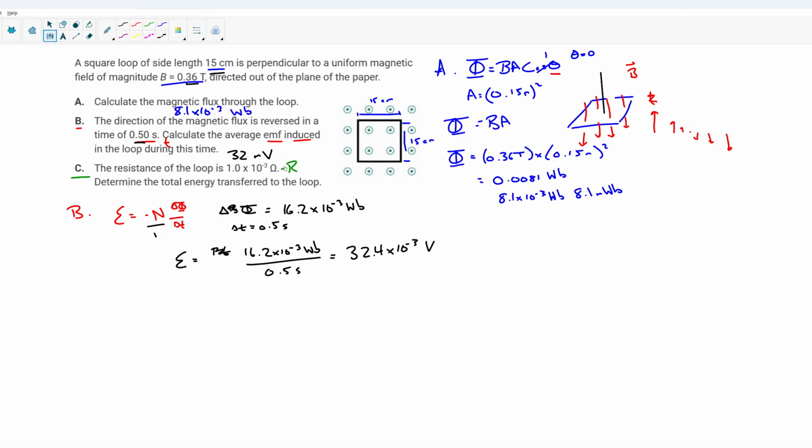Oh boy, I thought circuits were over. This is great news. I get to do more stuff with resistance and ohms because we're talking about volts. There's going to be current flowing. We're going to use all that stuff. So my new piece of information here is the resistance is 1 times 10 to the minus 3 ohms. Little teeny tiny resistance because it's just a little piece of wire. I want to find the energy transferred.